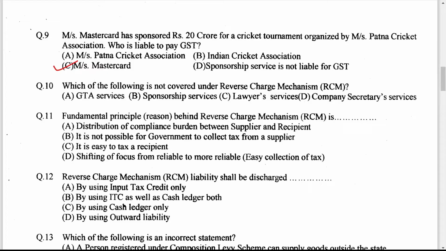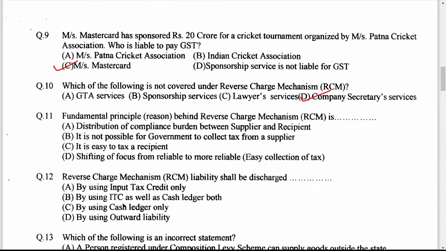That is the person who is receiving the service. That is why Messrs Mastercard is liable to pay service tax. Which of the following is not covered under reverse charge mechanism? RCM, GTA service, sponsorship service, lawyer service, or company secretary service. So in that case, answer D is the correct one. Company secretary service are not covered under RCM. All other services are covered under RCM. GTA service, sponsorship service, and lawyer service all are covered under RCM.